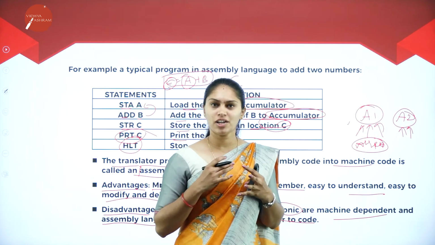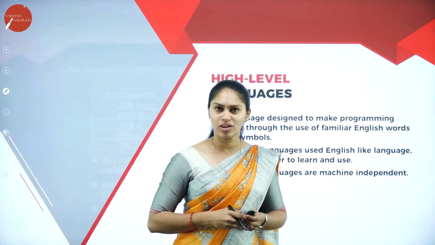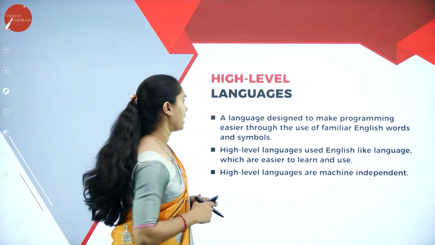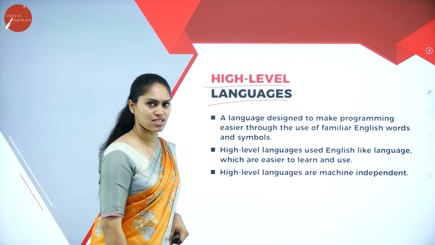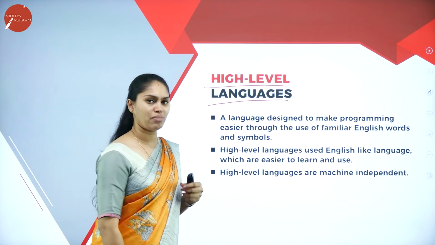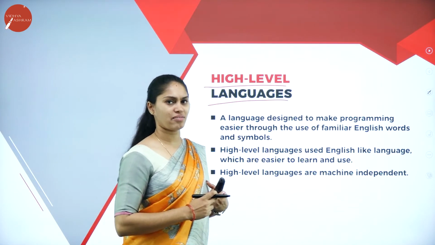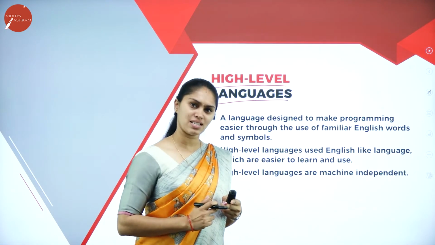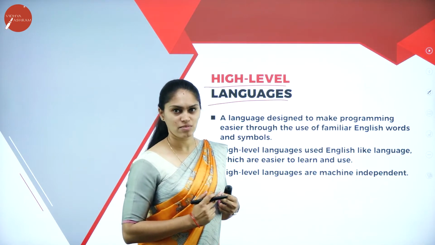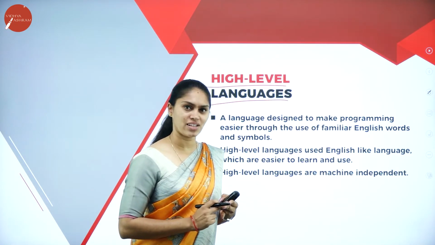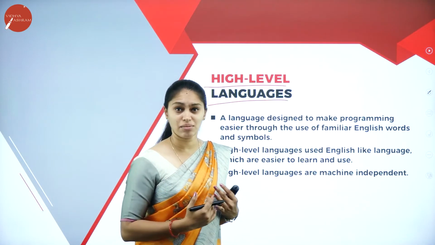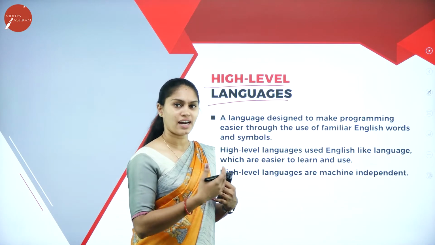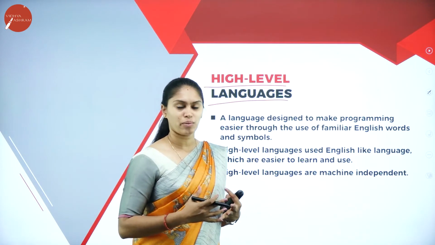In order to improve all these things, we have come up with a new programming language, called higher level programming languages, that is, high level programming languages. In machine level languages, we use zeros and ones. In assembly level languages, we use some symbols. In high level languages, we write the program in English statements. That is what made higher level languages popular.